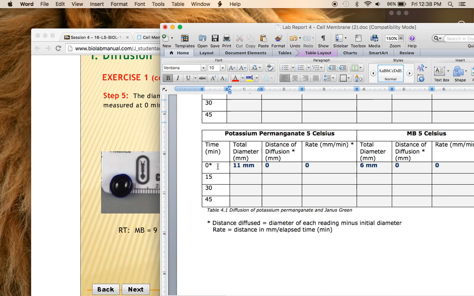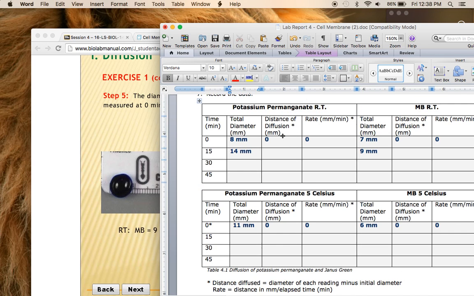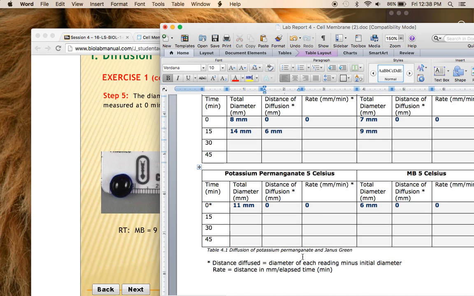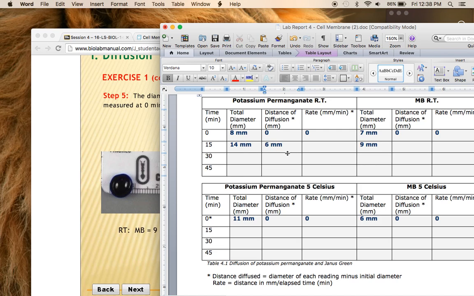All right. Now, looking at the 15-minute mark, we're basically measuring the difference between the 0 time and the 15-minute time. So if you look down here, they've got a little formula for you. Distance diffused is the diameter of each reading minus the initial diameter. So the distance of diffusion at 15 minutes would be 14 minus 8, which would be 6 millimeters. All right. The rate equals the distance in millimeters divided by the elapsed time. So the rate would be the distance, which is 6, divided by the elapsed time, which is 15 minutes. So that gives you 0.4 millimeters per minute.